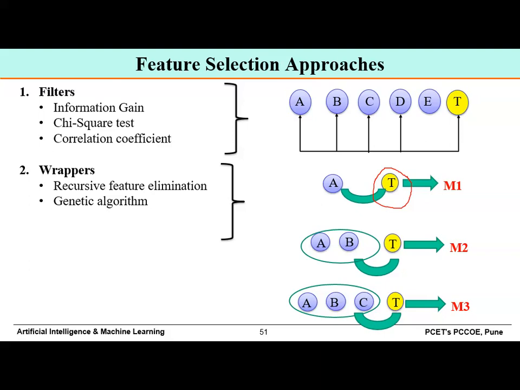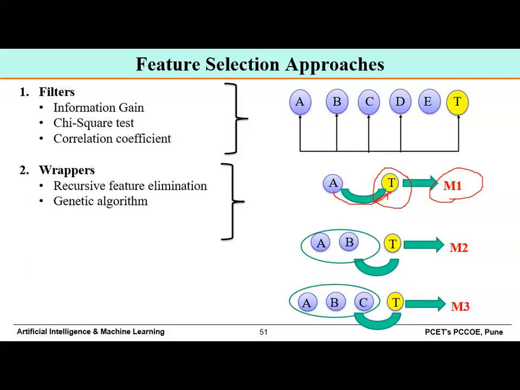So first of all we will consider parameter A, and we will check how it is going to influence the model T, and based on that influence, that impact, we will calculate some parameter, let's say m1. That m1 represents the impact of variable A on T.